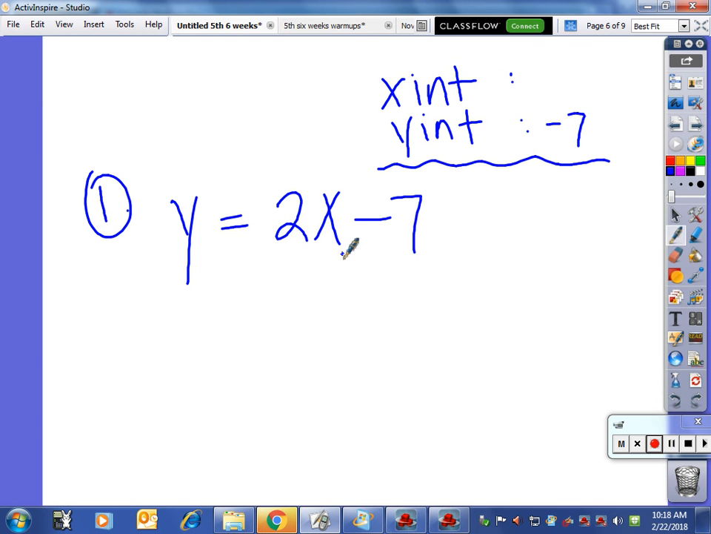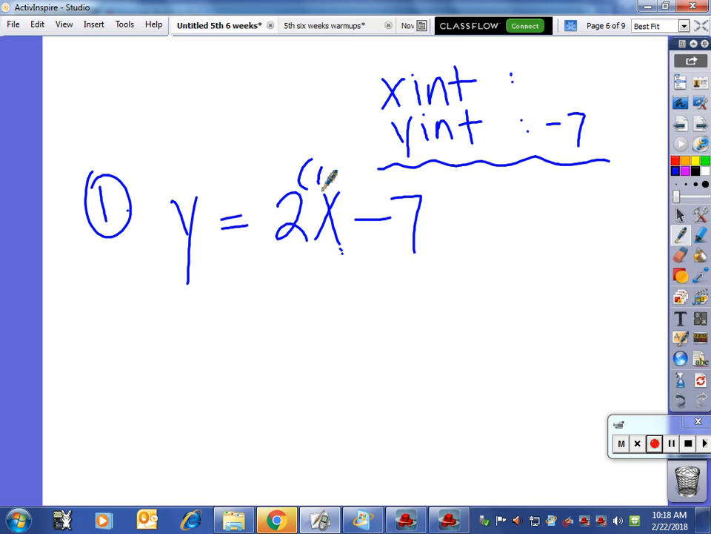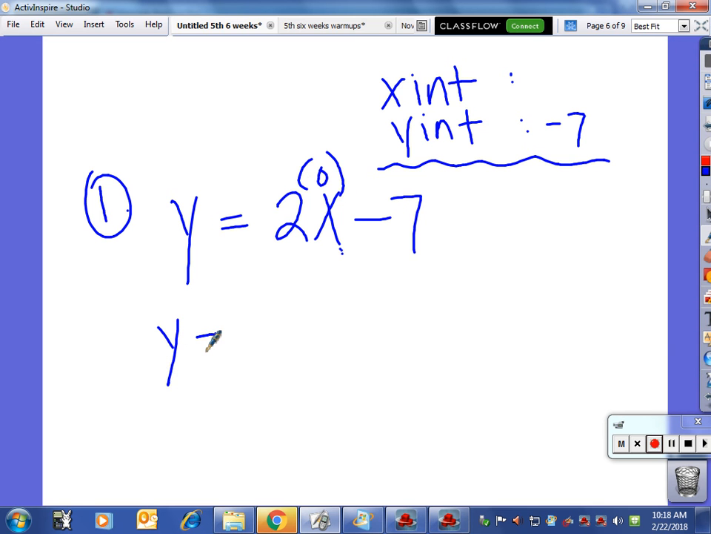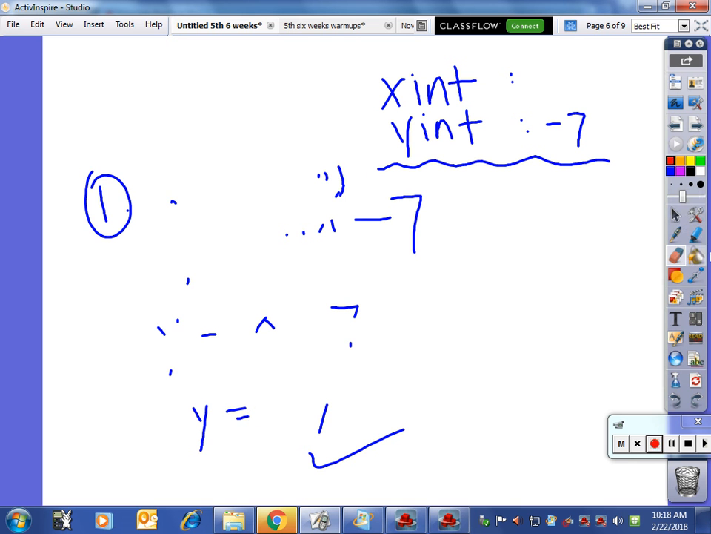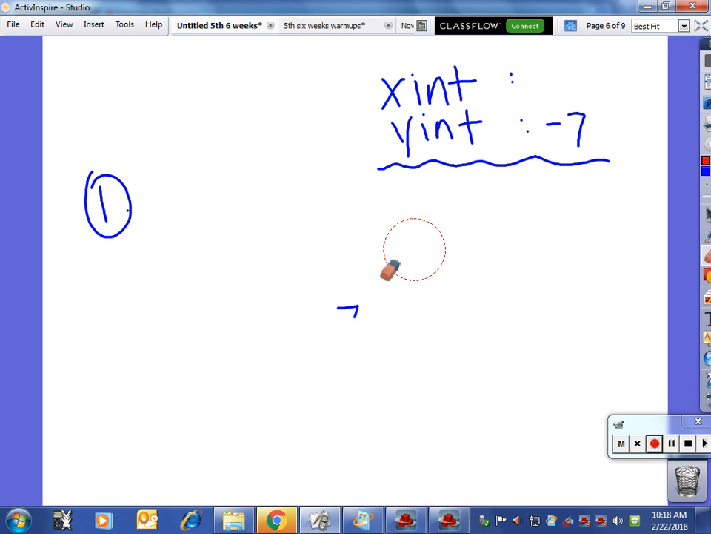Y-intercepts happen when the x value is a 0. So y would equal 2 times 0, which is 0, minus 7. And what's 0 minus 7? -7. Did I have to go through that when it's already in slope-intercept form? No. But that's going to help me find the x-intercept, because it's kind of the same process.